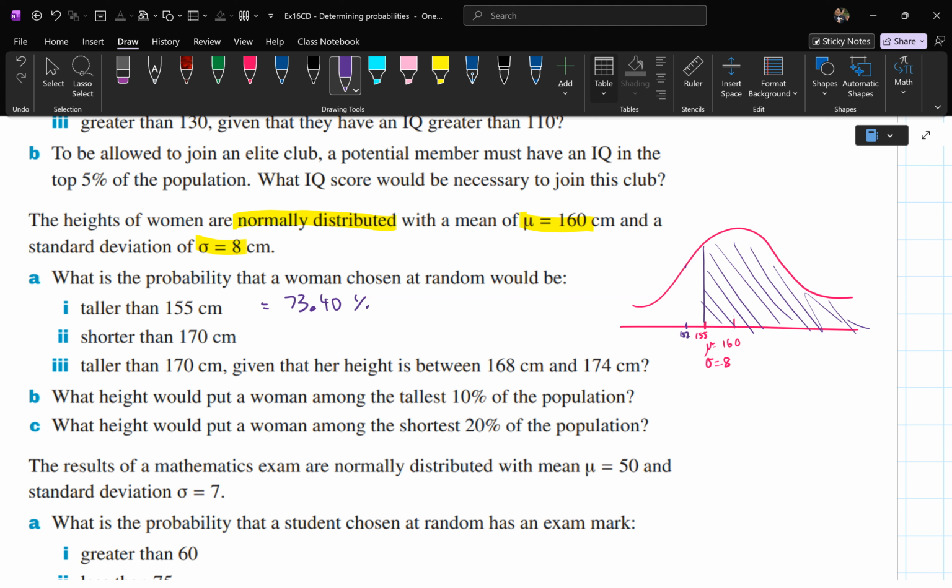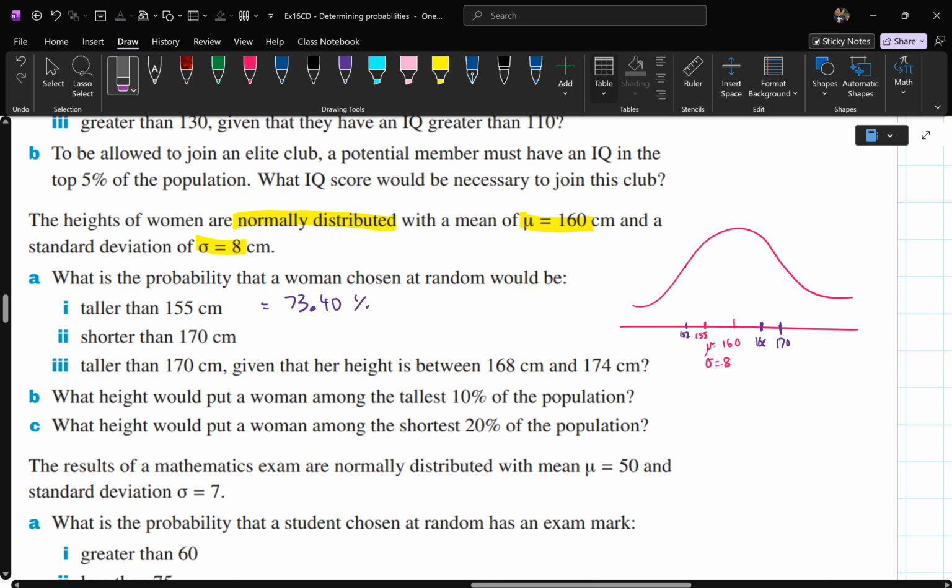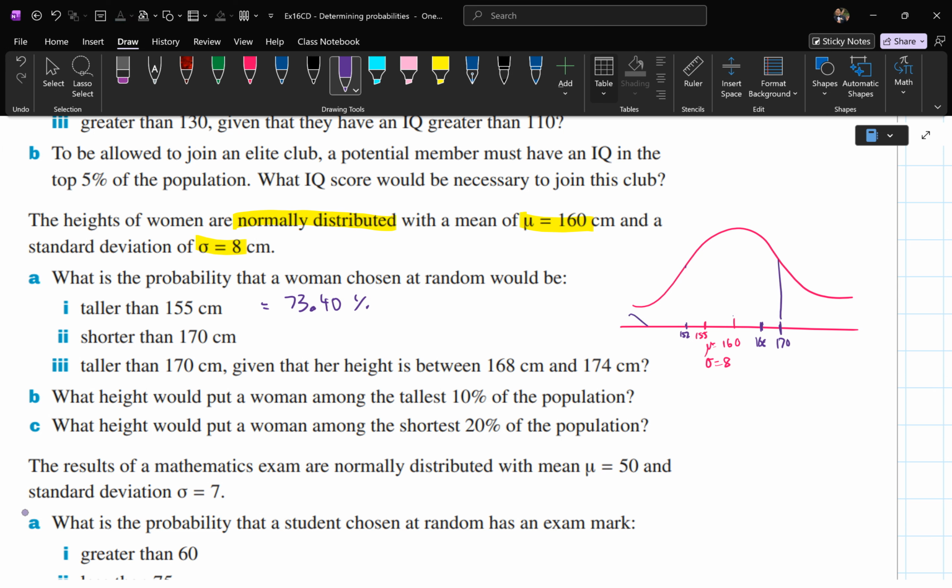Shorter than 170. If you look at the picture, 170 must be somewhere over here. Again, one standard deviation is plus another 8, so 168. That means 170 is just above 1 standard deviation. So we're now looking for shorter than 170. We're looking for this entire region, so on your CAS, you're going from negative infinity all the way up to 170.